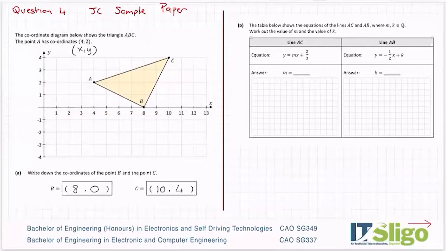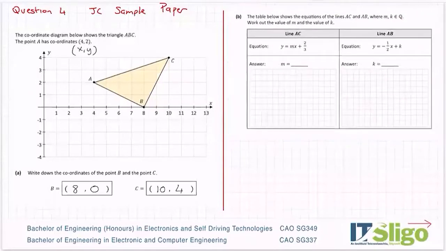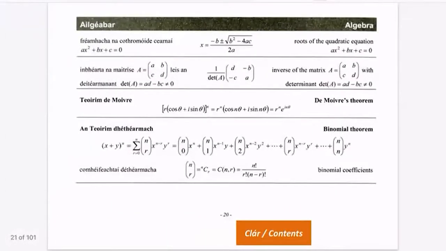Part B. The table below shows the equation of the lines AC and AB where M and K are rational numbers. Work out the value of M and the value of K. Okay, so not the easiest of questions, this one. It looks quite intimidating. So let's have a look at it. The table below shows the equations.